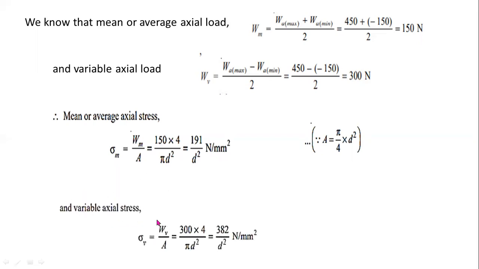In a similar way, the variable axial stress sigma v equals variable load by cross-section area. Variable load equals 300 and the area is pi by 4 d square. So 382 by d square is the variable stress. These two are the mean and variable stresses.